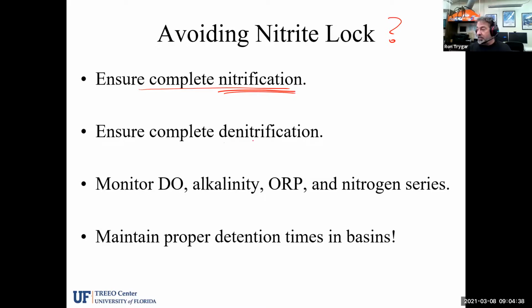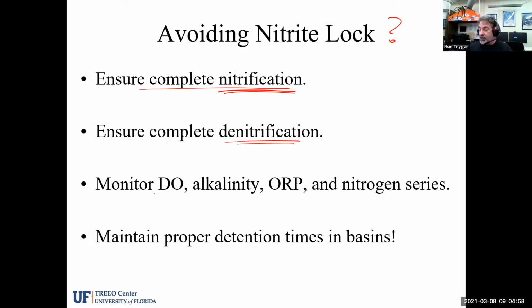Ensure that you completely denitrify. Now, it's not as common to see this happen because the denitrification occurs rather rapidly. But if you don't have enough carbon available and you have some of the nitrite making its way out into processes that have downstream or post-denite basins, then you could actually have some issues with it.